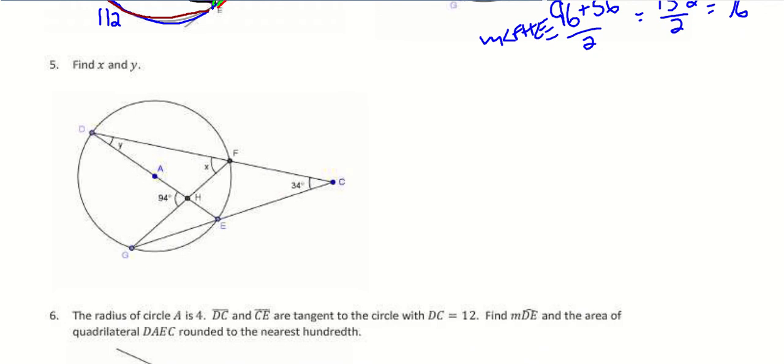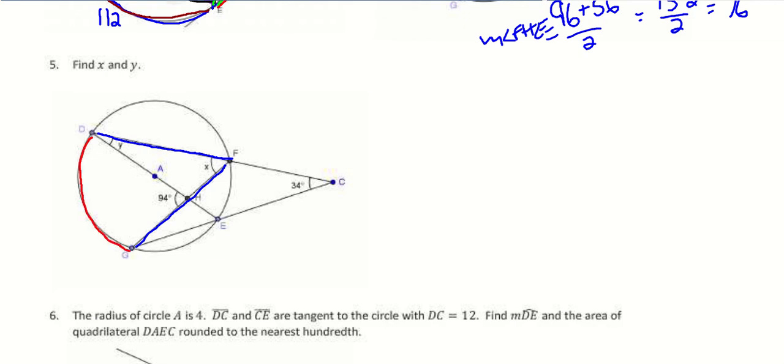Same type of question here. So we have a bunch of angles going on that can help us out. All right, now two things I noticed. Number 1, I notice I have a triangle. I also have two inscribed angles for X and Y. So X is right here. So if I can figure out the measure of this arc, I can get X.